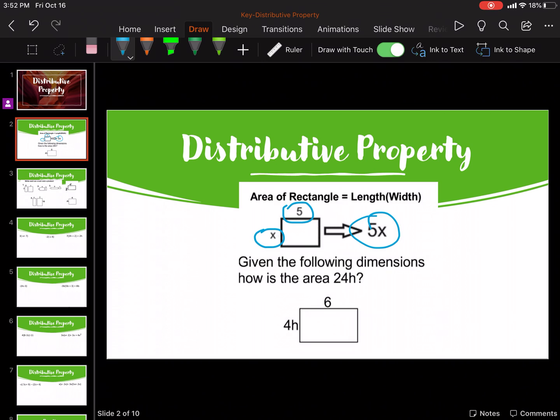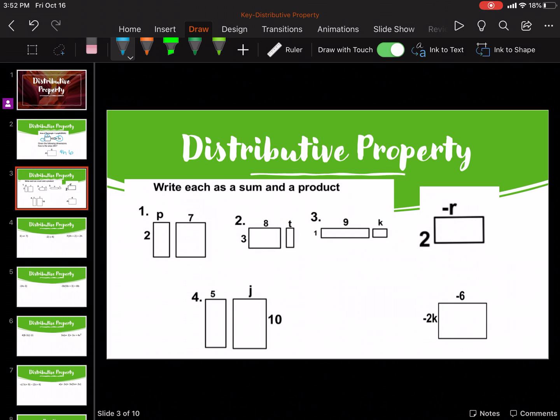Same thing here. We have 4h times 6. Length times width, right? 4h times 6. None of that can be combined. So let's look at some of these ones. We want to write it as a sum and a product. So 2 is going to be times p, so that's going to be 2p, and then it's going to be plus 2 times 7, which is 14.